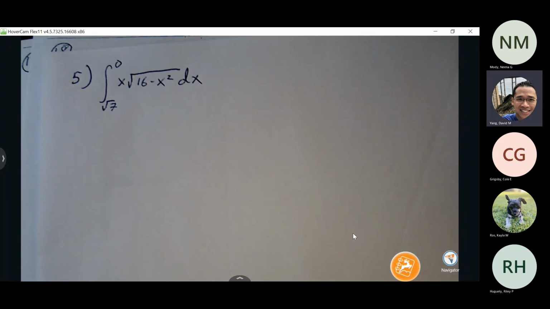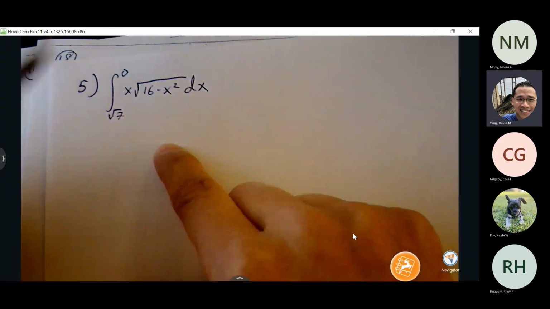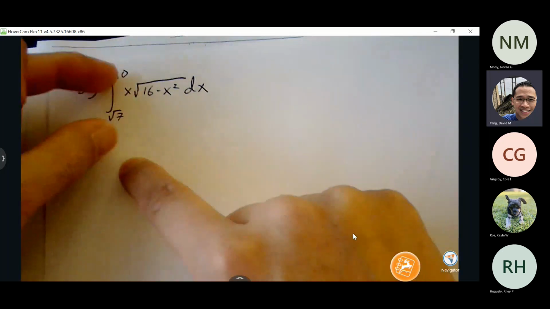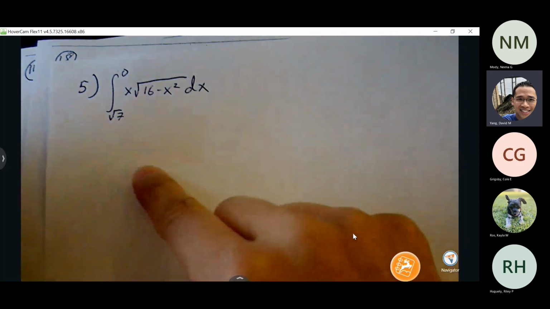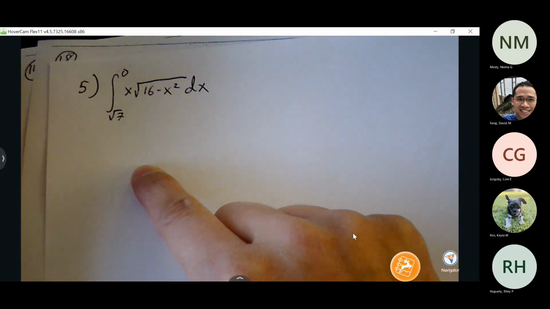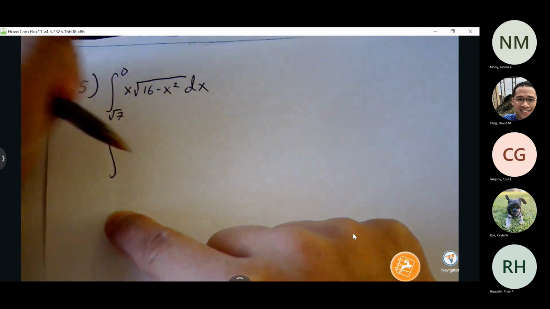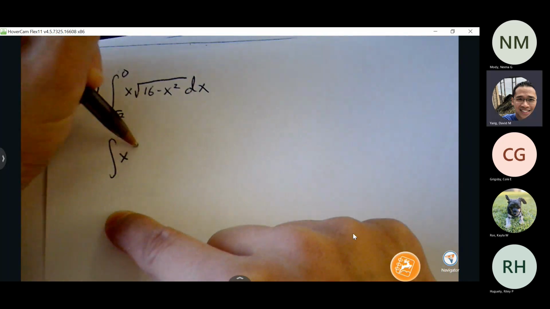So, we have to make sure that we understand the bounds are not the first thing we do, right? We've got to take care of this antiderivative before the bounds can come into play. So I'll rewrite the problem without the bounds.